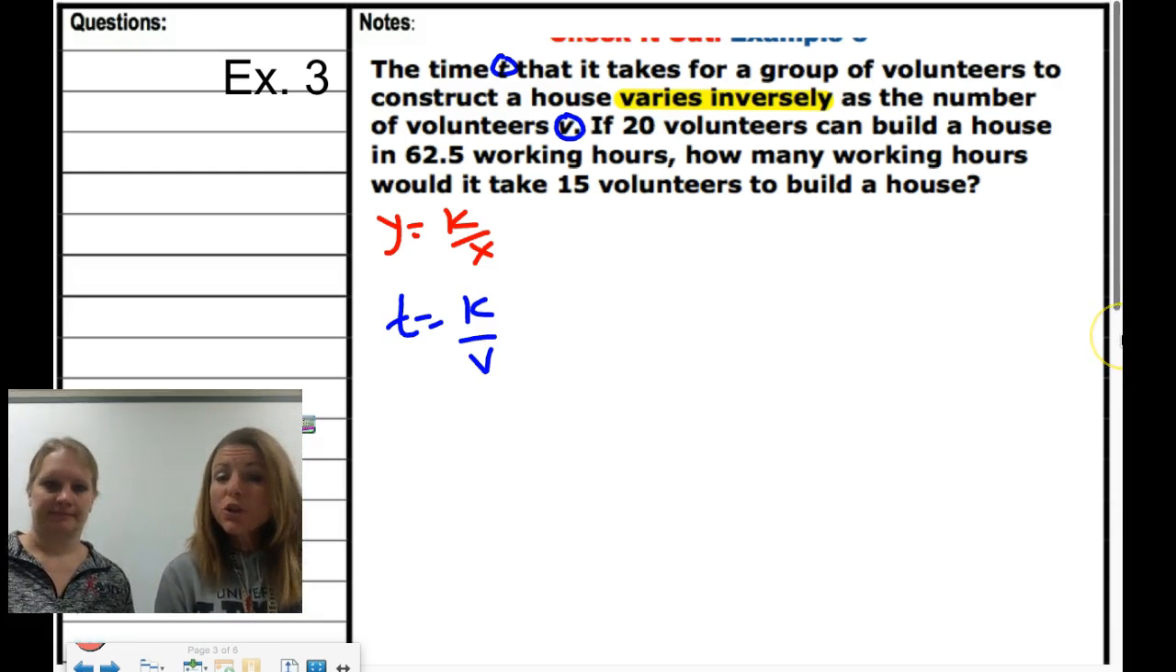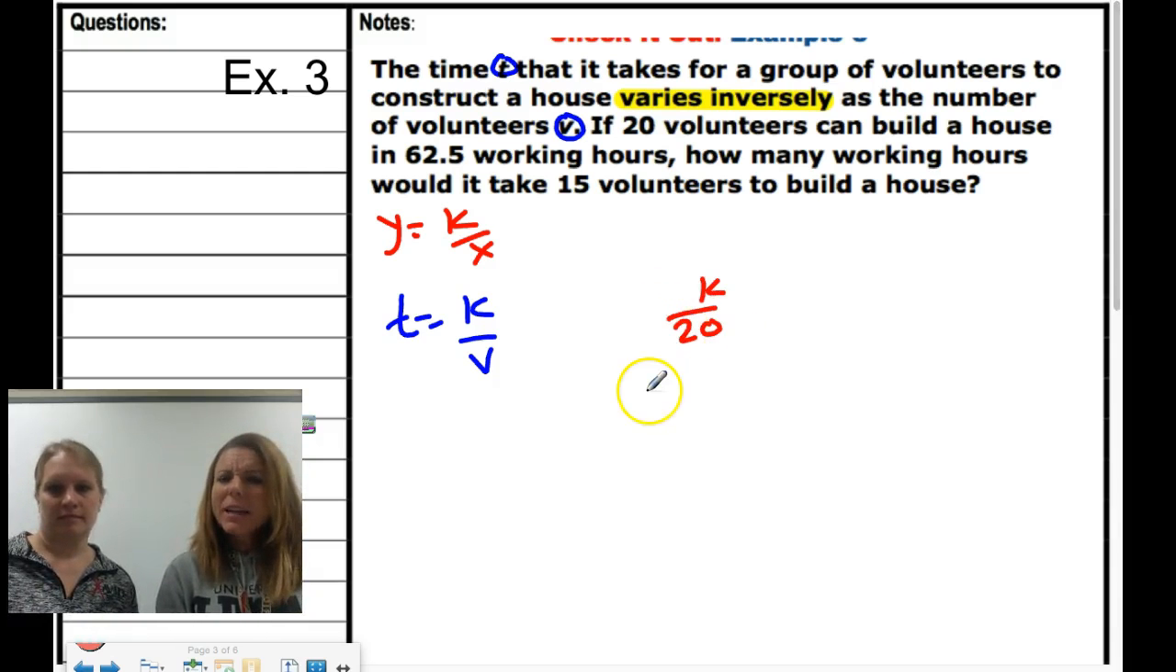We know there are 20 volunteers, so we can plug in 20 for v. And we know t too.